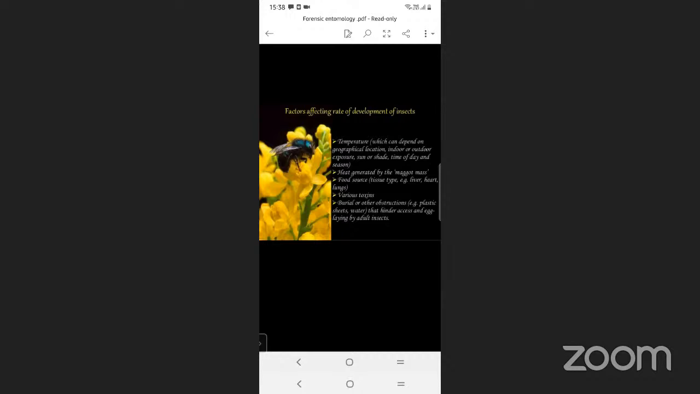So after taking these factors into consideration, we come to a conclusion, like whether it is a fresh stage body, bloated stage, active decay stage, advanced decay stage, or body desiccated with no odor, the decomposition stage. So these are the different stages they conclude after taking all these considerations into account.